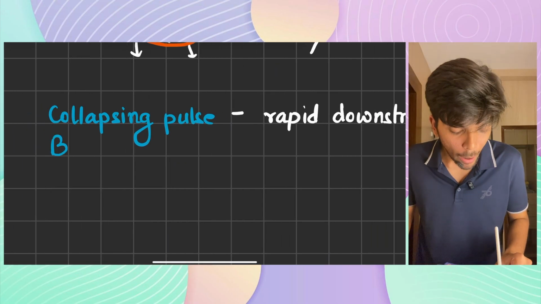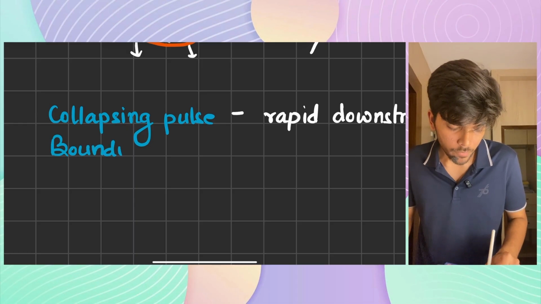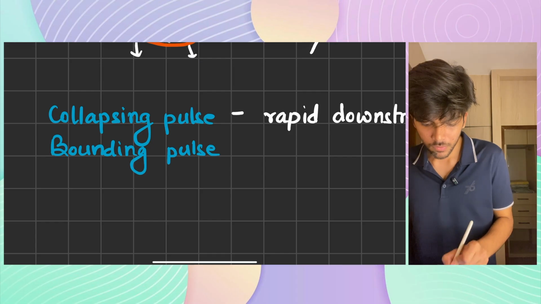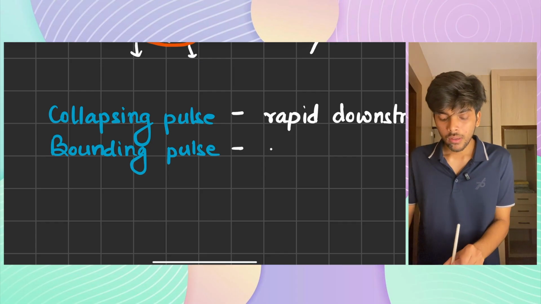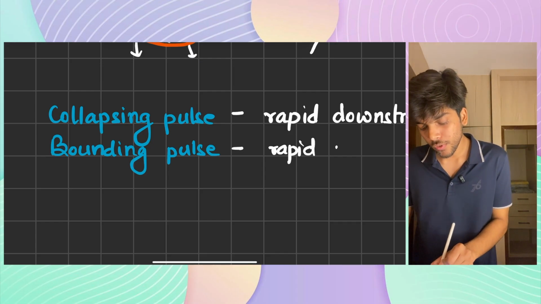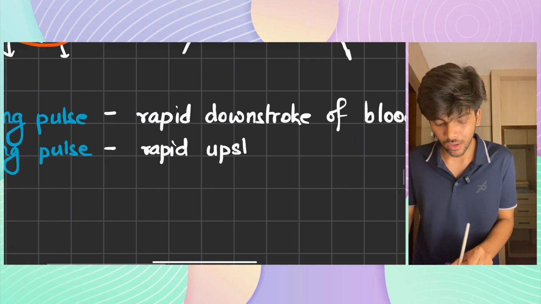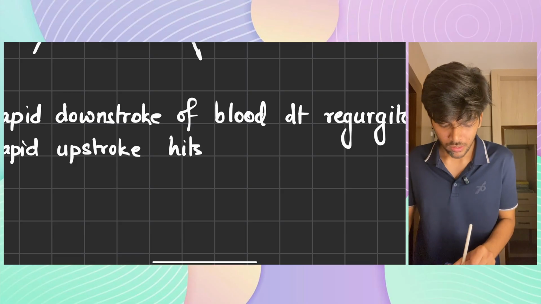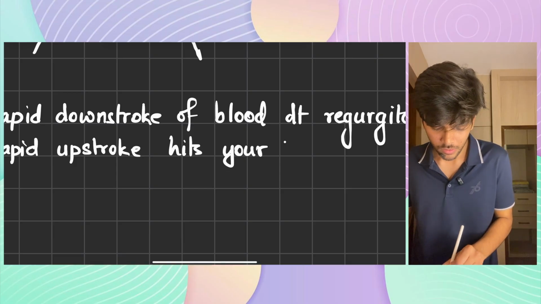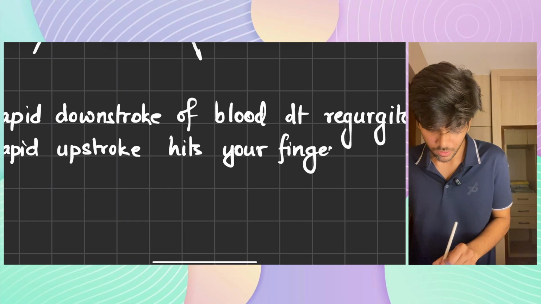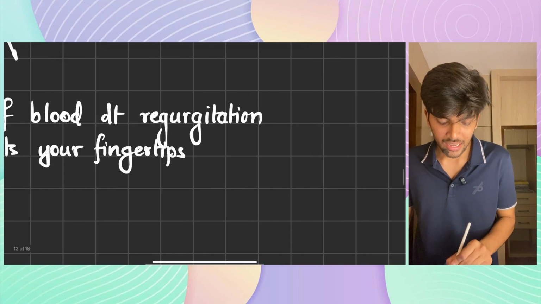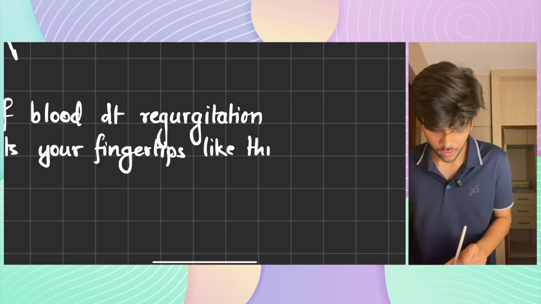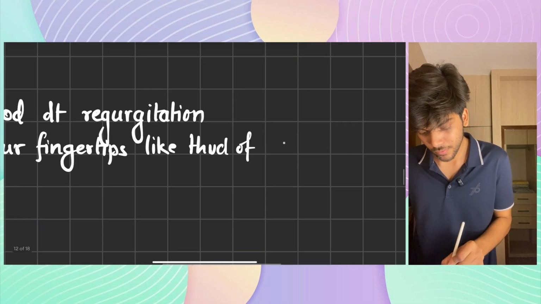Why is it called bounding pulse? It's called bounding pulse because the rapid upstroke due to strong contraction of the left ventricle hits your fingertips like a thud of a hammer.